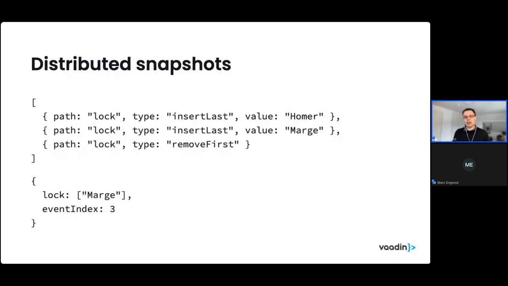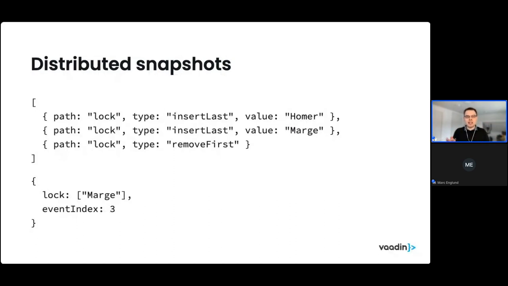One thing that gets complicated here is snapshots. This is quite similar to what you also have with event sourcing, if you have looked into those things. Because there will be lots and lots of events in the log, and most of them will eventually be redundant because things have been overwritten. So to be able to quickly join a topic, quickly get up to speed with what has happened, in addition to only storing the log of events, you can also store snapshots every now and then. So for instance, in this case, at event index 3, so after the third event in the log, we have Marge as the only value in the array named lock here.